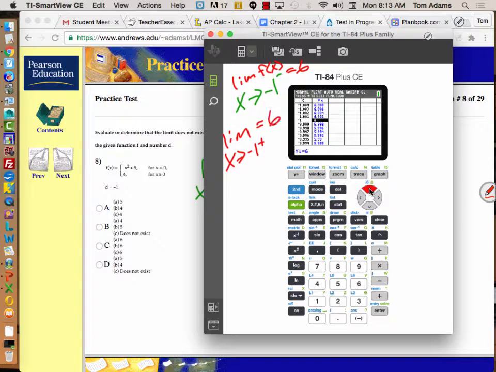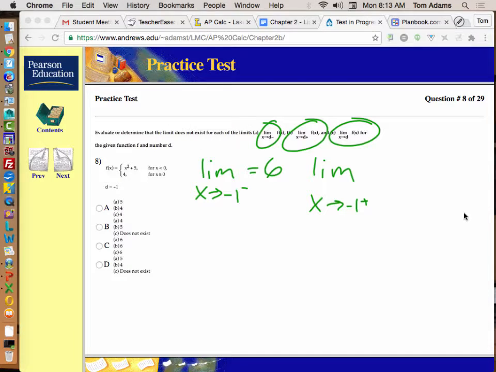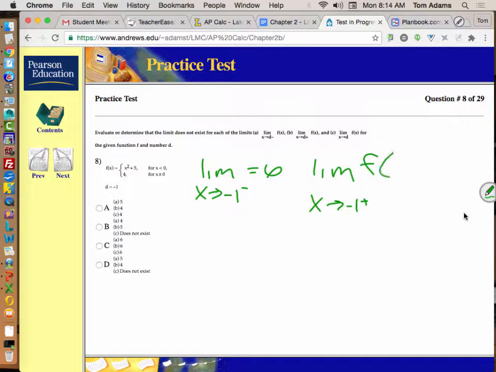Now, because the limit of the left-hand side and the right-hand side are the same, I can say with confidence that the limit as x approaches -1 of f of x should be equal to that same value, which is 6. Okay? Does that make sense? So now what we want to do is it asks us A, B, and C. Well, what's the limit? Well, 6. It should be 6.